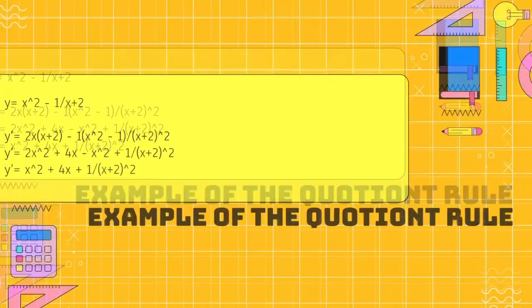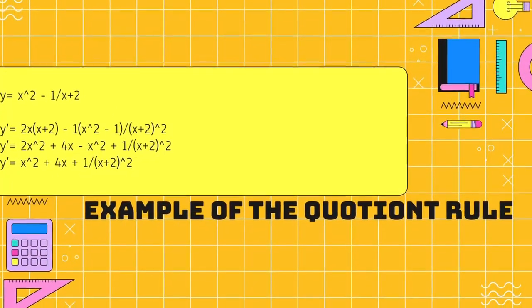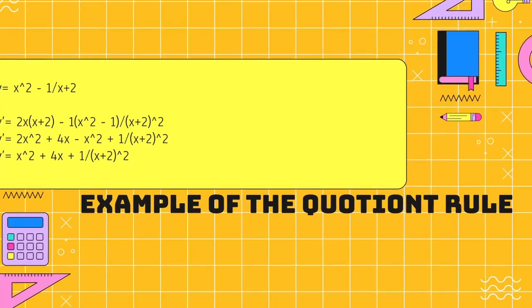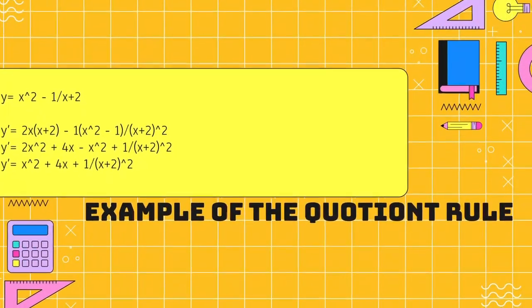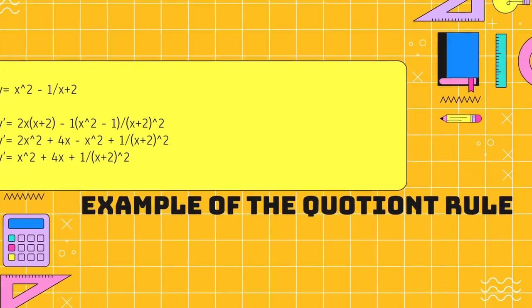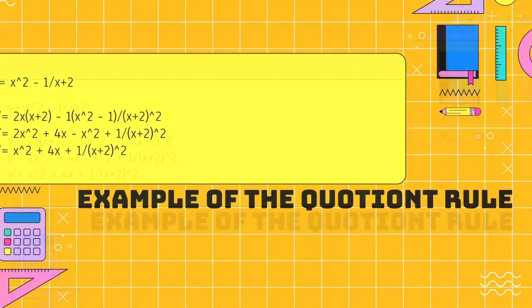What's important is what's above the fraction. And now we're going to just simplify more. 2x squared minus x squared, so the answer finally will be y prime equals x squared plus 4x plus 1 over x plus 2 squared.